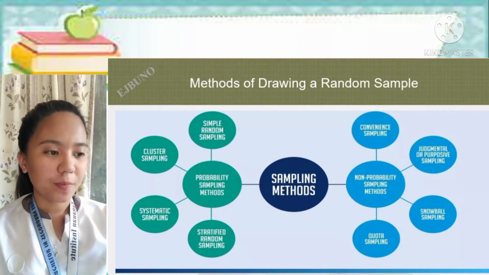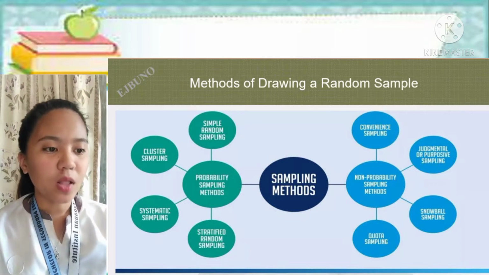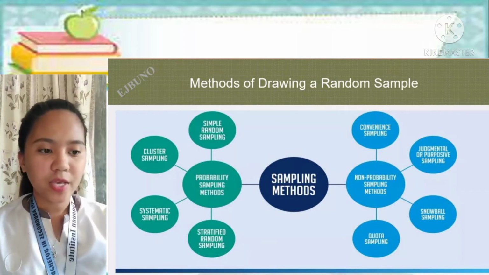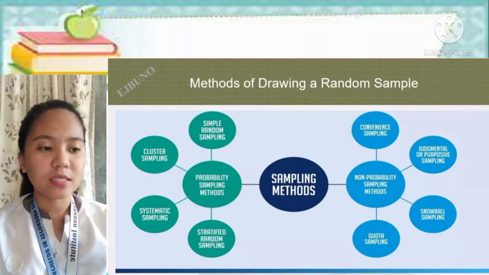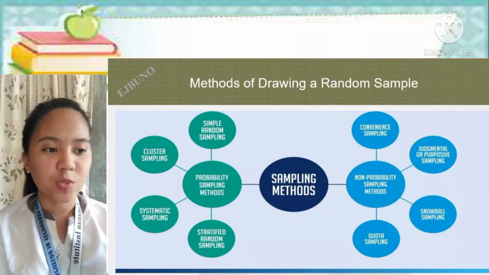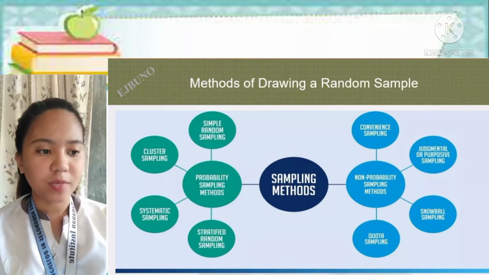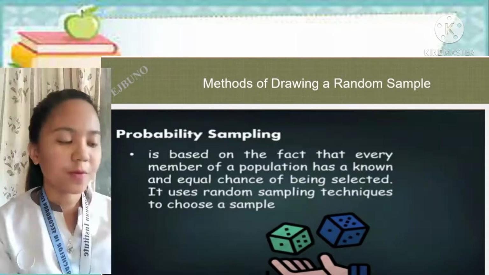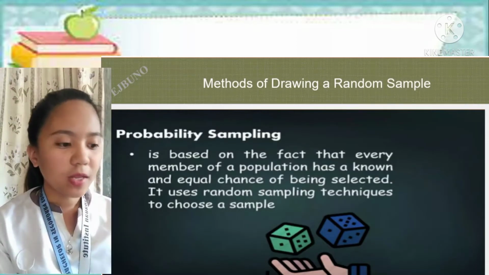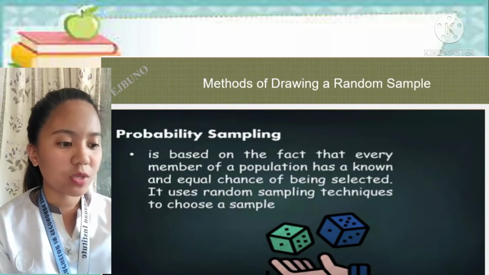non-probability sampling methods. In probability sampling methods, we have simple random sampling, cluster sampling, systematic sampling, and stratified random sampling. And in non-probability sampling methods, we have convenience sampling, judgmental or purposive sampling, snowball sampling, and quota sampling. Sampling techniques. Probability sampling is based on the fact that every member of a population has a known and equal chance of being selected.